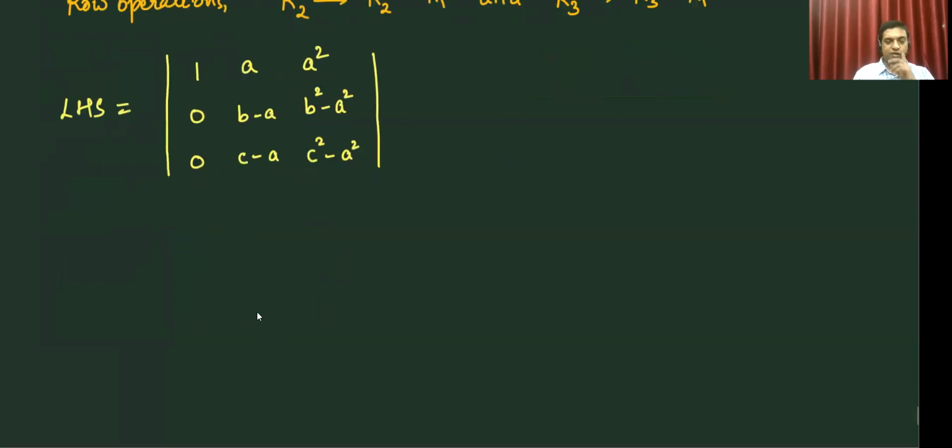So now I will use another property. I can pull out a factor from any particular row or column. So from the second row, I can pull out b minus a. So I'll get 0, 1, and I'll get b plus a. Correct?